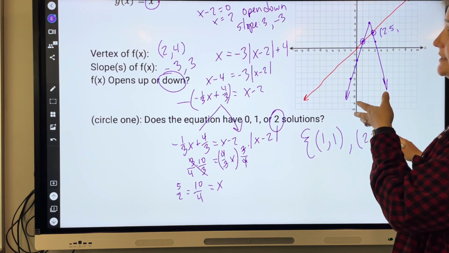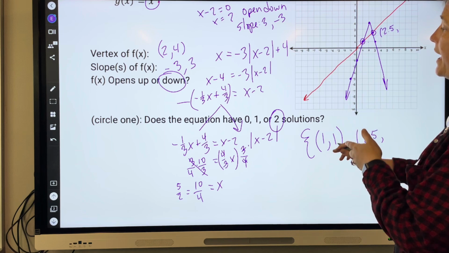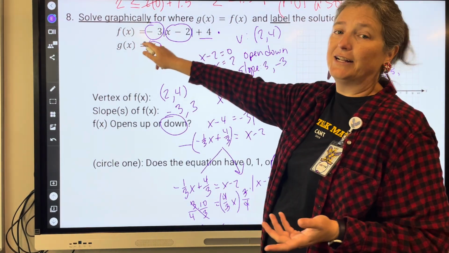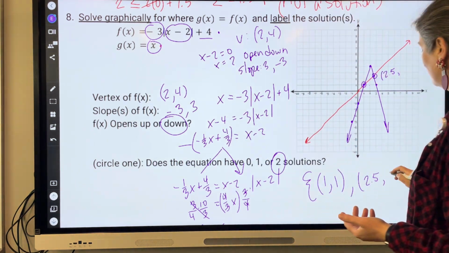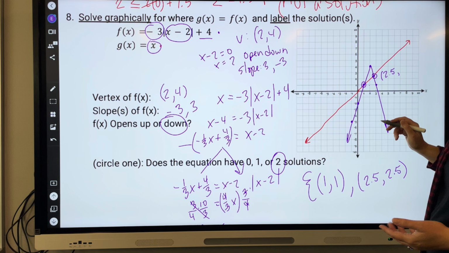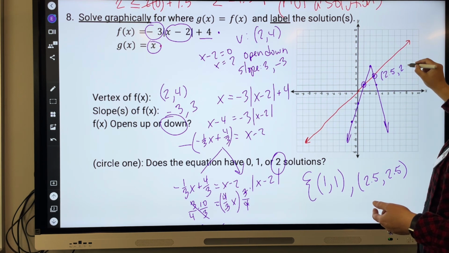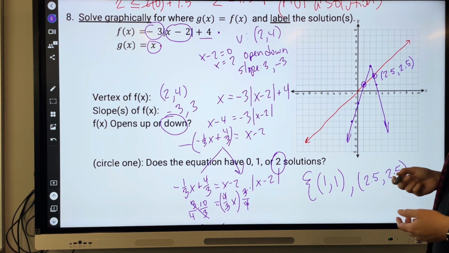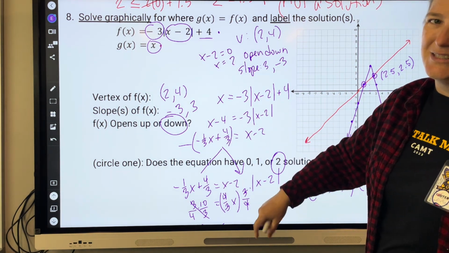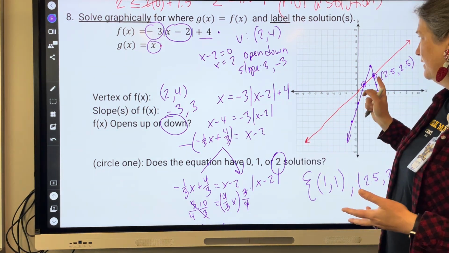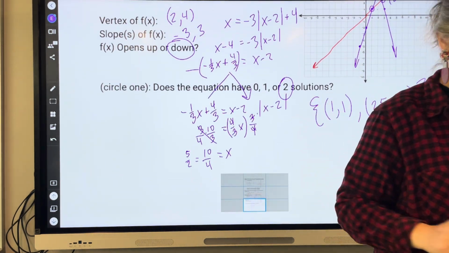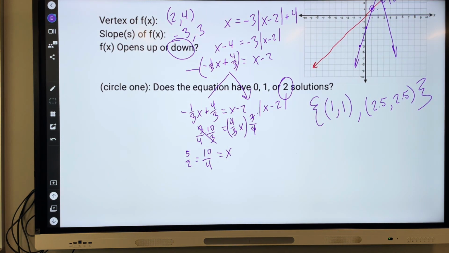In any case, I just need to find the y. So I'm going to go back to the original equation. One of them was that y equals x. So to be on this line, 2.5 must also be the y value, since x and y are the same value. So this is my full solution set found graphically, but then I had to find it algebraically because the point was hovering in space. Okay, I'll make a video for the next page.